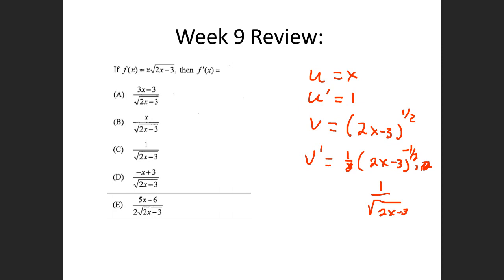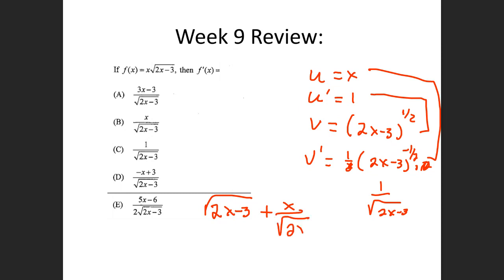Okay, so then it's inside. So now I have 2x minus 3, the square root of that, plus outside. So that's going to be x over 2x minus 3.